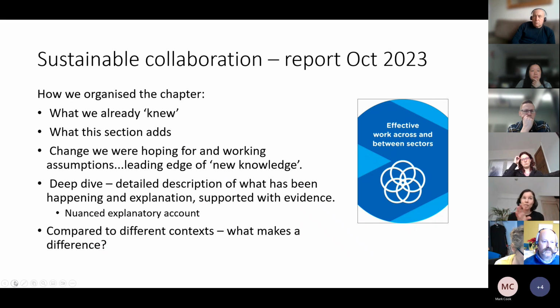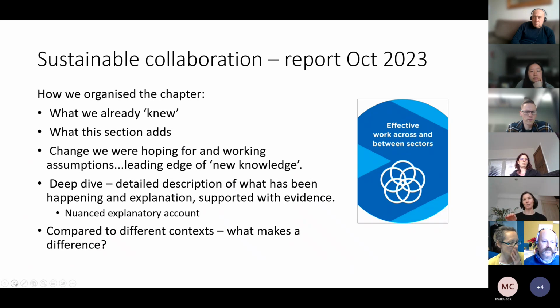And then we go into more of a deep dive. So then just taking one example in place, giving a detailed description of what has been happening. So this is where you can do a rich description, but then also an explanation. And the explanation is built out of the raw data, qualitative data, working with stakeholders. How would you explain this change? As well as our own inferences and reflections back on what have we seen elsewhere.